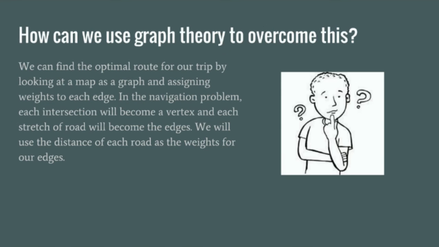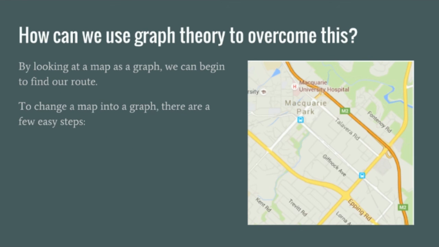We can find the optimal route for our travel by looking at a map as a graph and assigning weights to each edge. In the navigation problem, each intersection will become a vertex, and each stretch of road will become the edges. We will use the distance of each road as the weights for our edges. By looking at a map as a graph, we can begin to find our route.